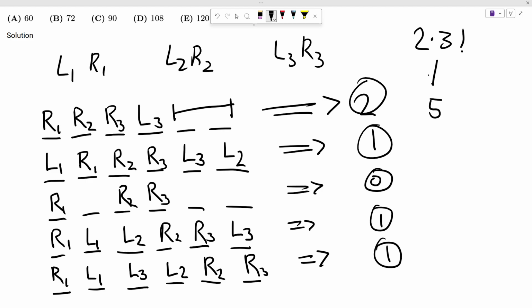But we have to consider all of the symmetry that we did before. 2 times 6 times 5 is equal to 12 times 5 equals 60. So our answer is 60.